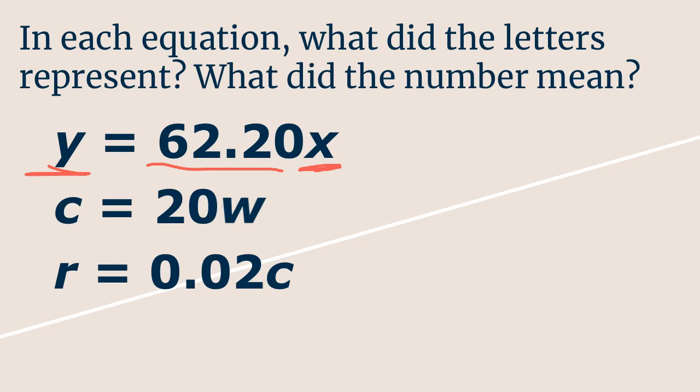For our next equation, W was the weight of the cans or the aluminum, C was the number of cans that you can make, and 20 was the number of cans you can make out of 1 kilogram. And then finally, on R equals 0.02C, C was the number of cans, R was their value, and 0.02 was how much 1 can was worth in dollars.